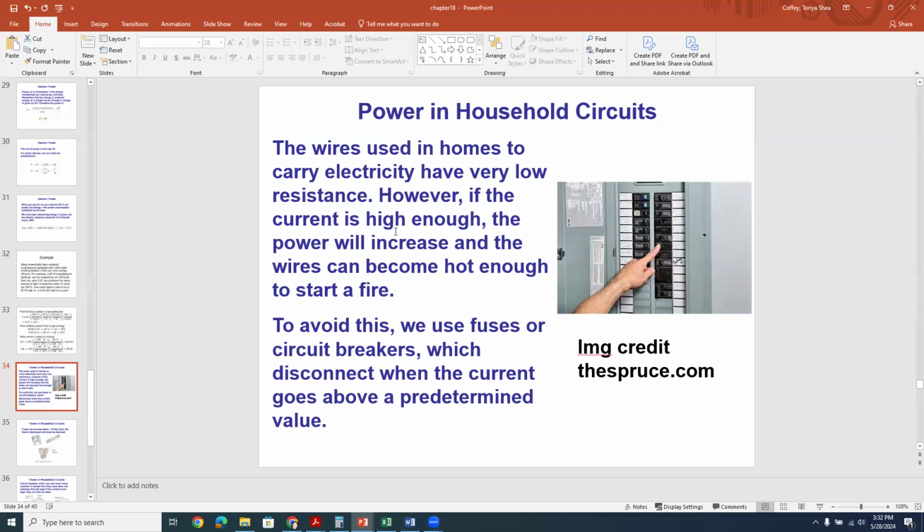So to avoid that, to avoid pulling too much current through the wire that will cause the wires to heat up and start fires, we use things called fuses or circuit breakers. And then those things actually disconnect when the current surges above some predetermined value or level. So this is what a circuit breaker might look like in a typical household. And you might have to go, for example, if there's a surge or a lightning storm or something like that, and flip your circuits back on when they flip off.